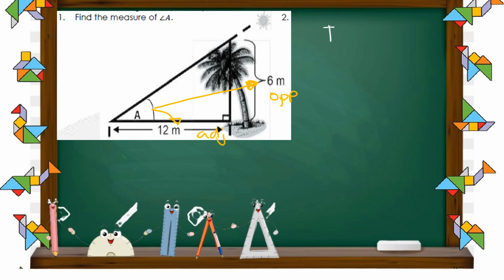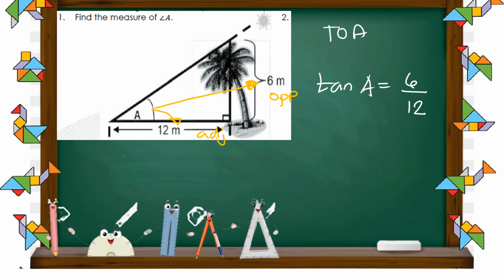So that is TOA again. We're going to use tangent. So tangent A is equal to the opposite over adjacent. The opposite is 6 and the adjacent is 12. So inputting it on your calculator, you're just going to have shift tangent, then 6 divided by 12.